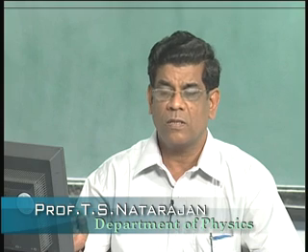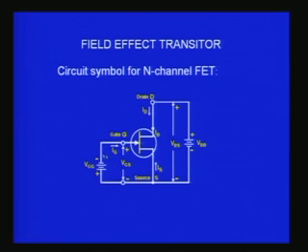once the pinch off is reached, it becomes a constant saturation current. Now the moment I have some voltage on the gate with reference to the source, and more importantly, look at the polarity of the battery. The gate is connected to the negative terminal and the source is connected to the plus. That means it is reverse biased. This is the P type, this is the N type. So the P type is connected to the negative terminal and the N type source is connected to the positive, and therefore the gate source junction is reverse biased.